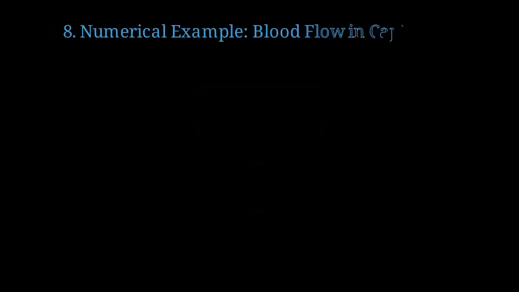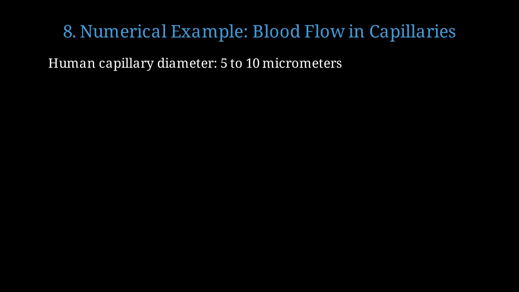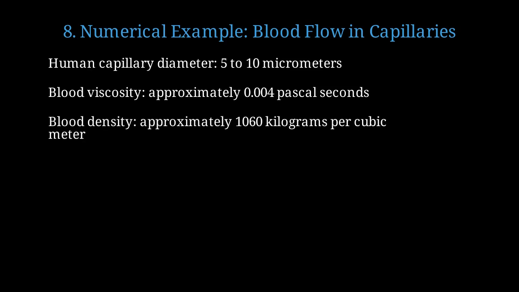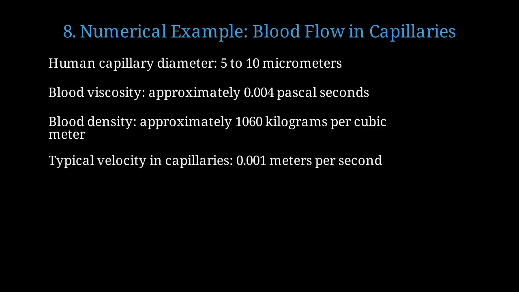Let's examine a real biological example: blood flow in capillaries. Human capillaries have diameters ranging from 5 to 10 micrometers, incredibly tiny vessels. Blood viscosity is approximately 0.004 Pascal seconds, about 4 times more viscous than water. Blood density is approximately 1060 kilograms per cubic meter, slightly denser than water. Blood flows through capillaries at about 0.001 meters per second, or 1 millimeter per second.